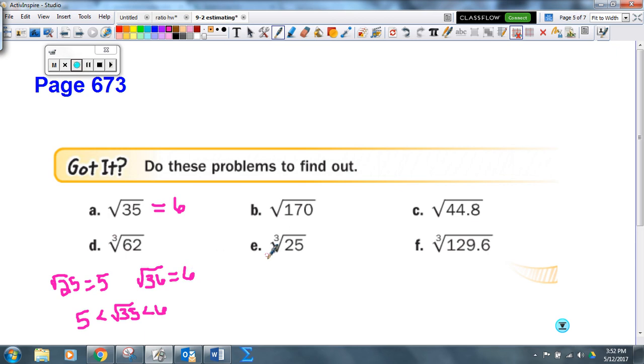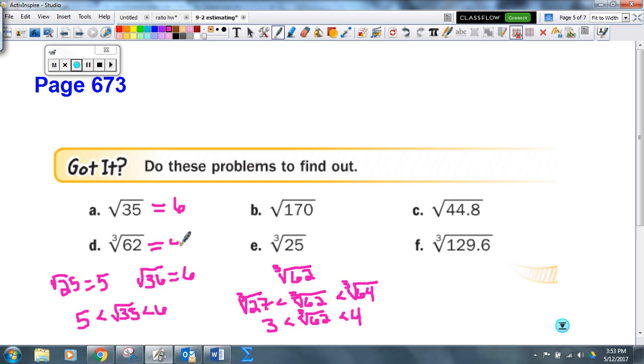I'm going to do the same thing with cube roots. I'm going to do letter D. So the cube root of 62 is in between two perfect cubes, which is the cube root of 27 and the cube root of 64. Now the cube root of 27 is 3 and the cube root of 64 is 4. Now we looked at 62 is obviously much closer to 64 than it is 27. So the cube root of 62 is approximately 4.